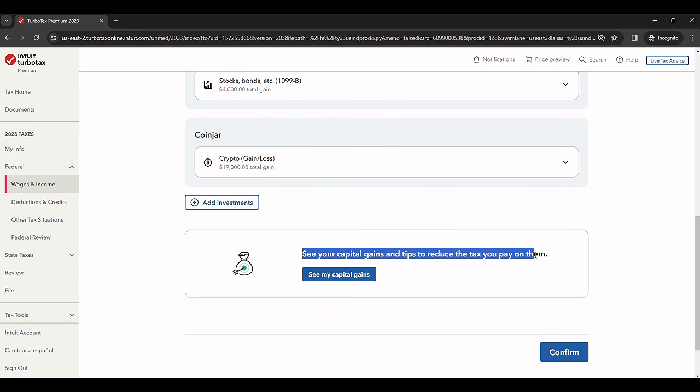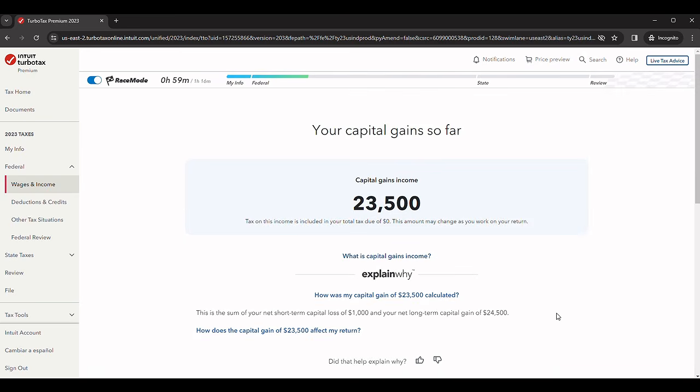See your capital gains and tips. I have videos on the tips. Let's see what they say. Your capital gain. We did good this year. It's a tax on this income.